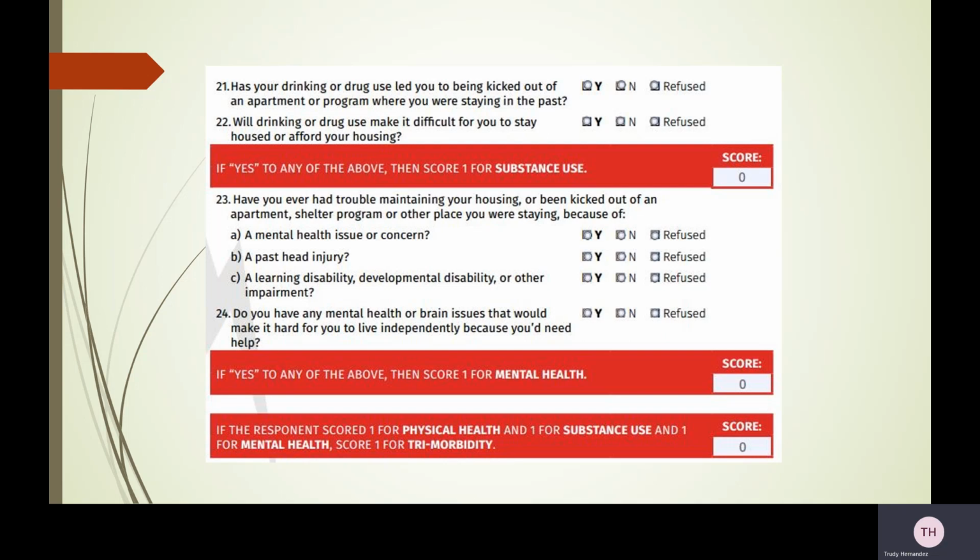This extra red box that you'll see under mental health is related to trimorbidity. And our HMIS system will catch this for you, but just so that you understand how the scoring works, if the participant scores a 1 for all 3 categories of health, then they will be considered trimorbid. So they have to have a score of 1 in physical health, substance use, and mental health. And if that's the case, then they will score an extra point for trimorbidity.